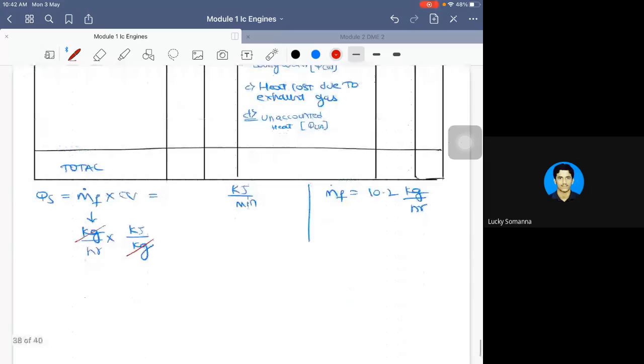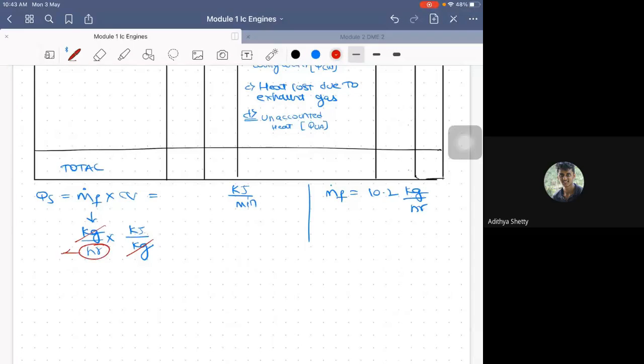So what should be done? Divide by 60. Why are you dividing by 60? Because we are substituting minute. Exactly. So we are substituting the value of MF in kgs per minute. So MF is equal to 10.2 divided by 60 kgs per minute, and the CV value would remain the same.